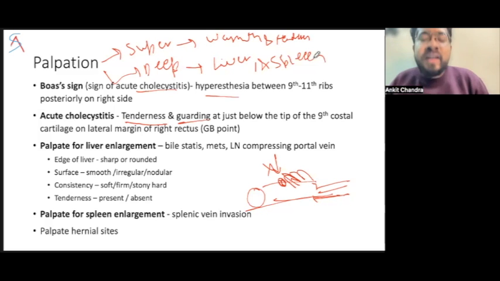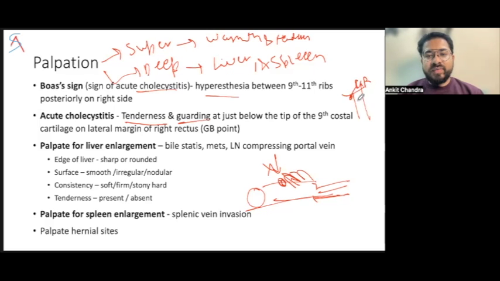So basically, at the back of your hand, you can compare the abdomen and the chest to see if there is any local warmth, because it's due to inflammation, and could be seen in peritonitis also. If there is any tenderness, you have to do a superficial examination. And if there is tenderness and guarding just below the tip of the ninth costal cartilage on the lateral margin of the rectus, I have already told you this is your GB point. If this is the rectus muscle and this is the ninth costal cartilage.